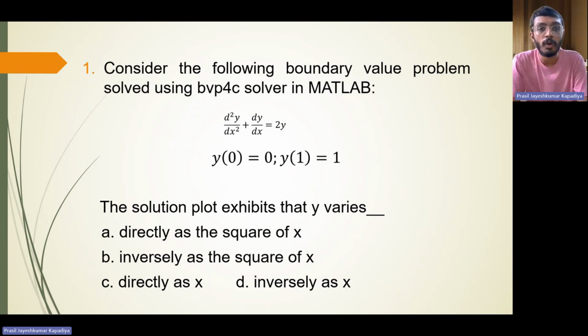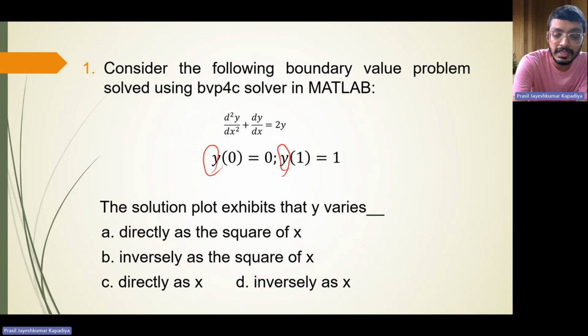Consider the following boundary value problem solved using the bvp4c solver in MATLAB. The equation is d square y by dx square plus dy by dx is equal to 2y. We are given two boundary conditions, y of 0 is equal to 0 and y of 1 is equal to 1. We are supposed to say how the solution varies with respect to x. Why is it called a boundary condition? Because the value of the variable y is given at two extremes, x equal to 0 and x equal to 1. Here we should note that there is no term related to time. So this is called a boundary value problem.